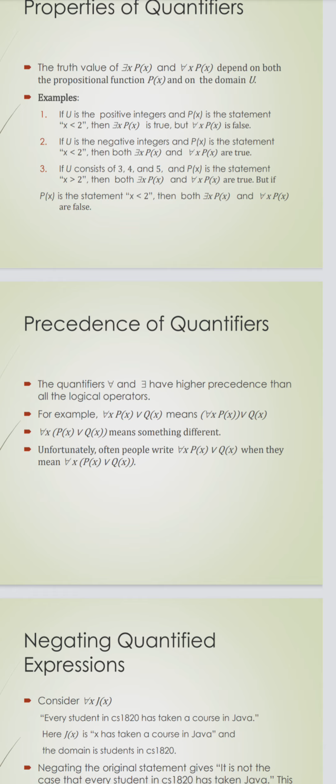Precedence of quantifiers. The quantifiers for all and there exists have higher precedence than all the logical operators. For example, for all x p of x or q of x means for all x p of x, or q of x. The next one, for all x, p of x or q of x, means something different.